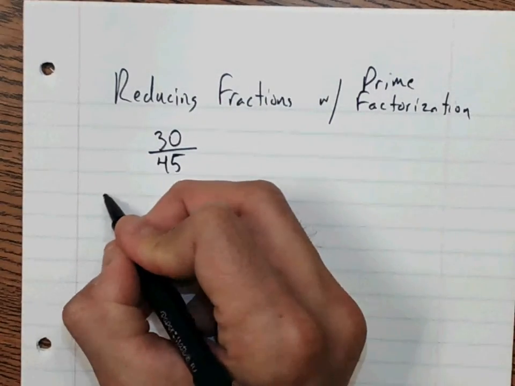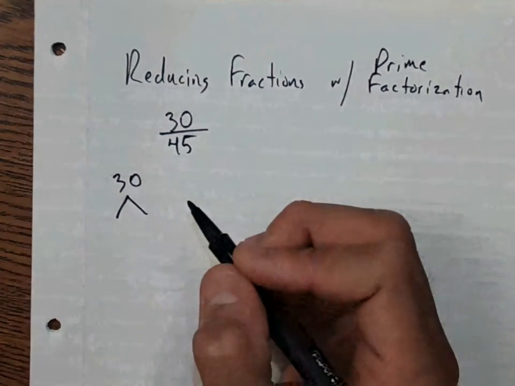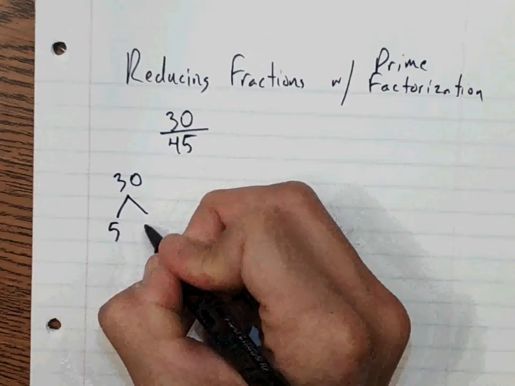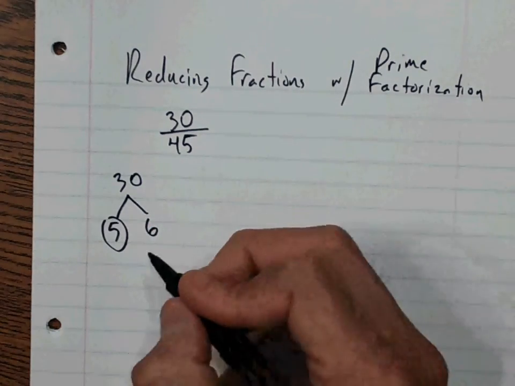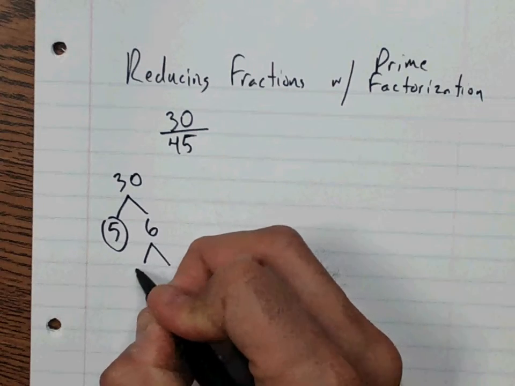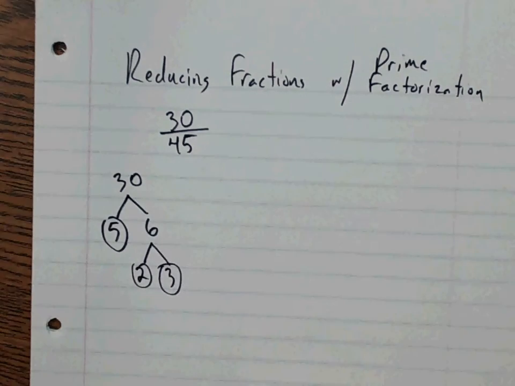I'm going to create a factor tree for 30. So two numbers that I can multiply to give me 30 are 5 and 6. I can't break 5 down because it's a prime number. However, I can break 6 down into 2 times 3. And both of those are prime numbers also.